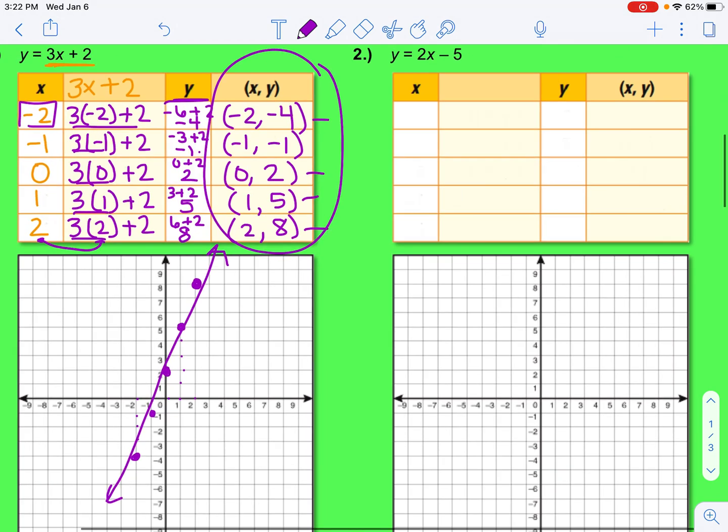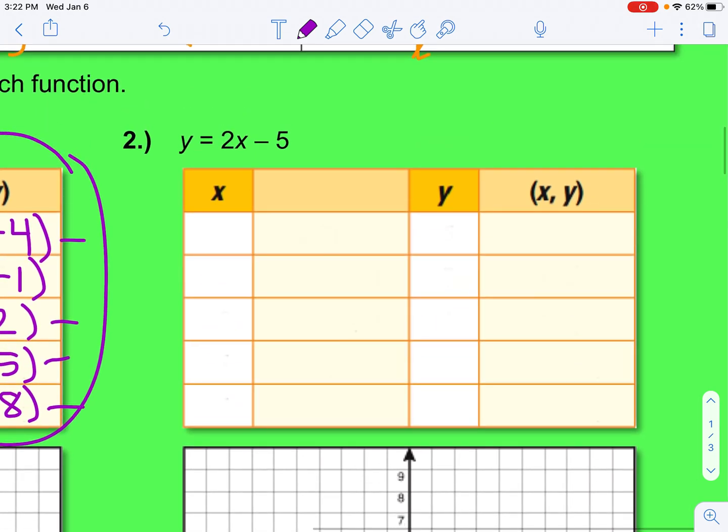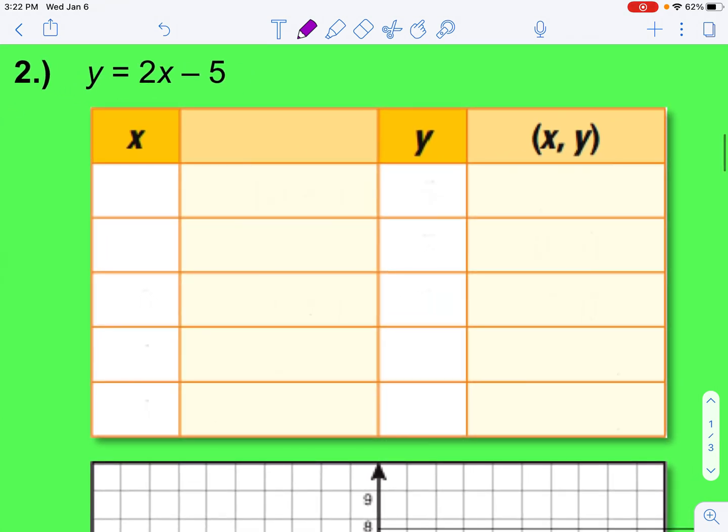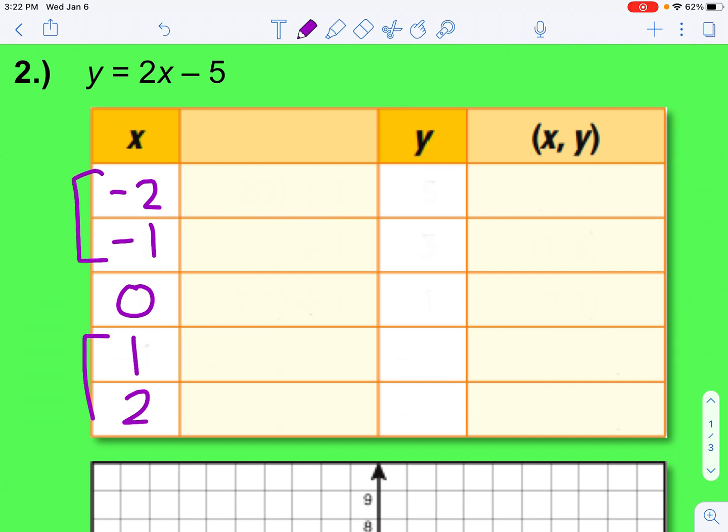Alright, so we're going to do the same thing with number 2. This time we have y is equal to 2x minus 5. Alright, so again, I like to use the same numbers because I think they're pretty simple to work with. So we're going to do negative 2, negative 1, 0, 1, and 2. It helps when you have a few negative numbers, a few positive numbers, and then 0 is just a nice, easy number to work with.